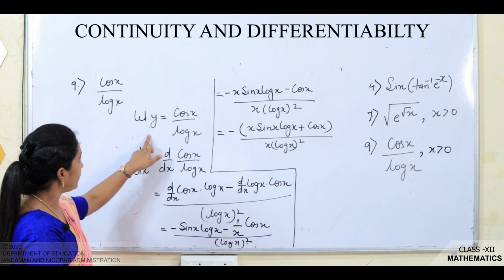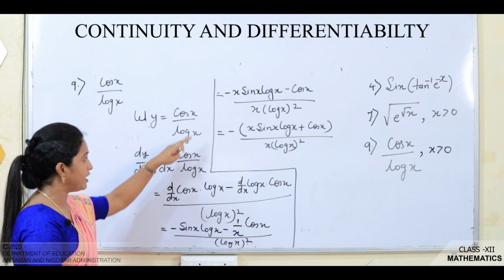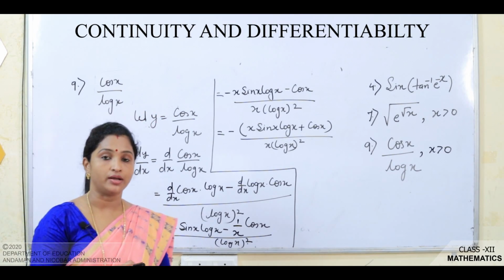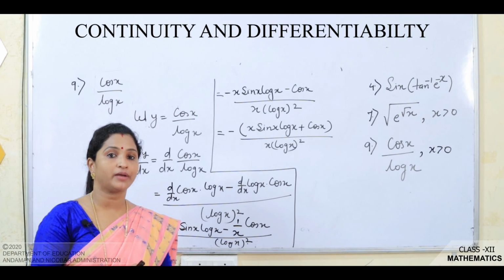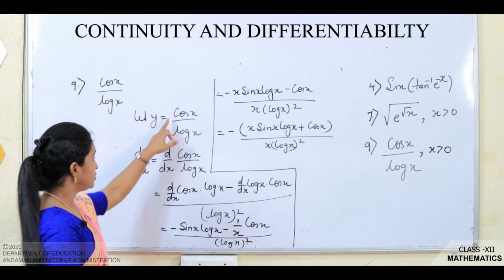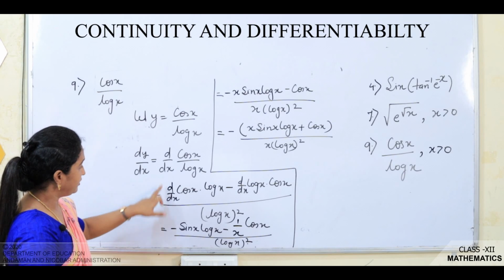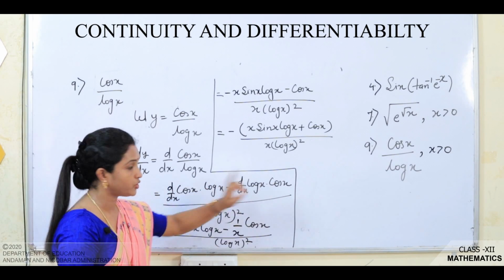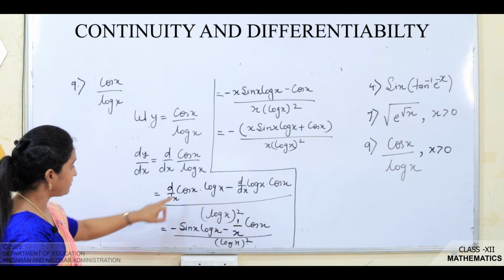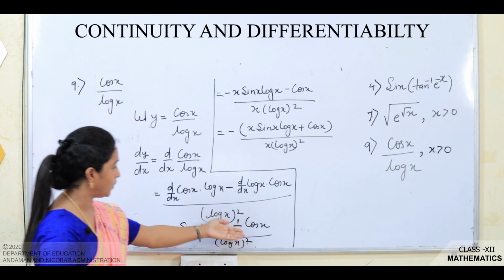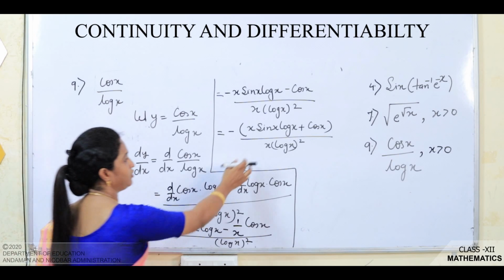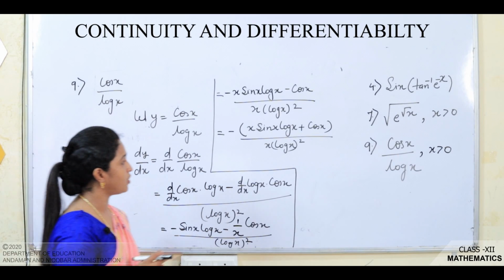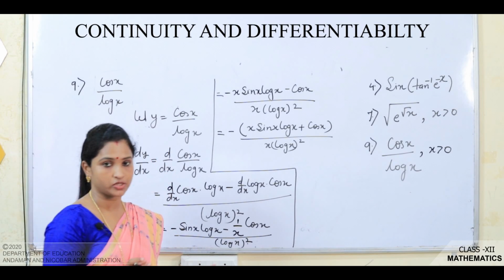What you have to do? You have to consider y as cos x by log x. Whenever you have question like this u by v, you have to apply quotient rule. You have u into v, you have to apply product rule. So you have applied quotient rule here, differentiation of the numerator into denominator minus differentiation of denominator into numerator by denominator square, and you know the derivative of cos x and log x. Simplify this and you are going to get the answer as minus of sin x log x plus cos x by x log x the whole square.